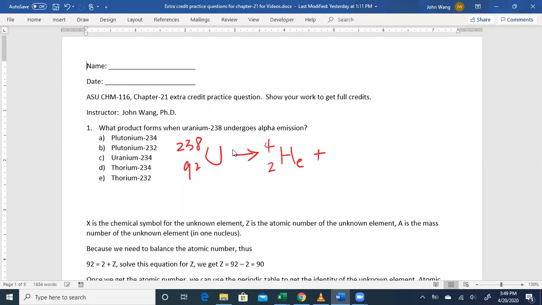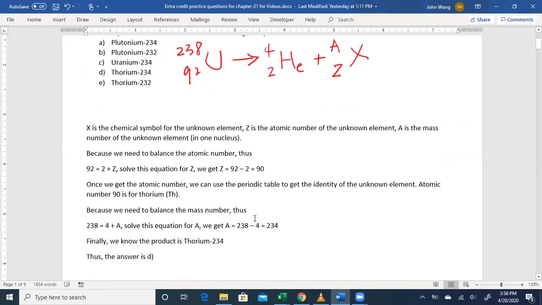So therefore, we have our first product. And then we want to find out what our second product will be. The second product is unknown. We will give it the chemical symbol X, and we will call the atomic number for X Z, and the mass number A. So X is the chemical symbol for the unknown element or the second product, Z is the atomic number of the unknown element, and A is the mass number of the unknown element.